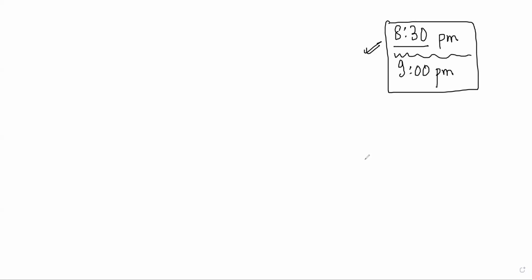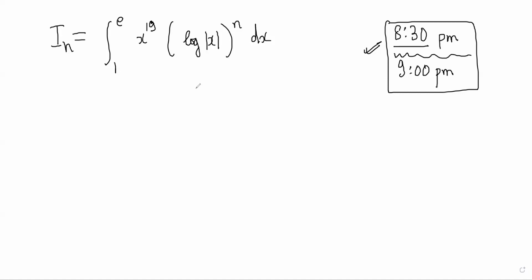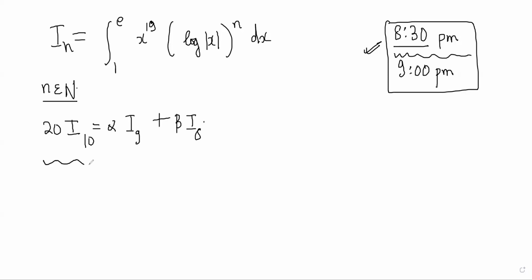आपको वो जो क्वेश्चन भेजा था सर, हाँ, वो वाला क्वेश्चन हम लोग कल सॉल्व कर लेते हैं. वो वाला क्वेश्चन कुछ डिफिकल्ट नहीं लग रहा है मुझे, उसमें अप्रोच कैसे स्ट्राइक करेगा. अप्रोच ये है, मतलब रिडक्शन फॉर्मूला. Like this is the question: integral from 1 to e of x power 19 into log of mod of x power n dx, right? And n is a natural number, and the question is asking us 20 times I of 10 is equal to alpha times I of 9 plus beta times I of 8, right?